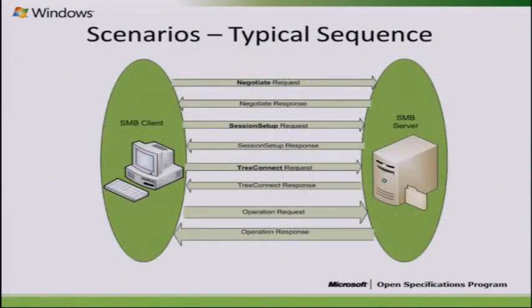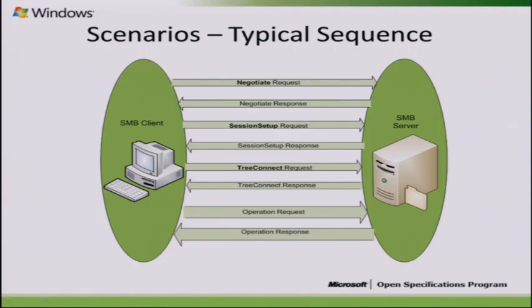Okay, I will introduce the typical sequence for the scenario. First, to create an SMB connection, the client first needs to send a negotiate request to the server to negotiate an SMB dialect which is to be used. And then the server will respond with a successful negotiate response.